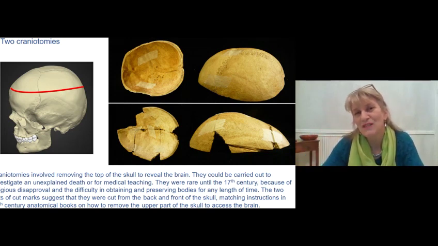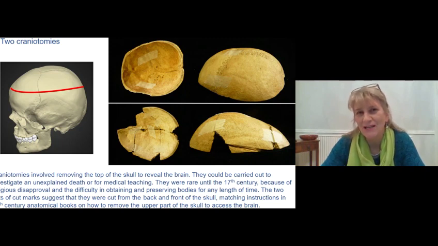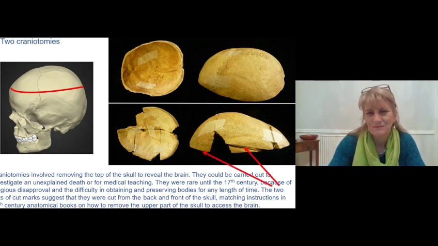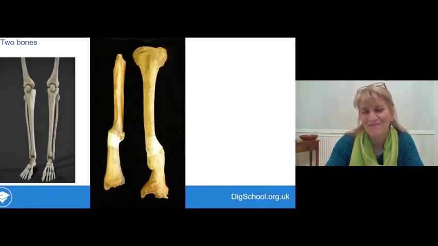So it's possible that this was someone who was being taught or learning how to do this craniotomy, because it hasn't been done as neatly. The top example is a much more skillfully carried out craniotomy. These sorts of procedures weren't carried out very widely before about the 17th century, though we do occasionally find medieval examples. It's just showing those two lines or those two cuts that didn't quite match up.